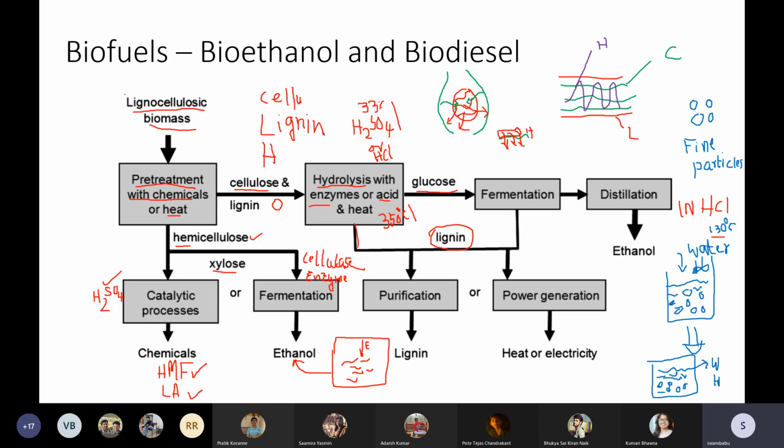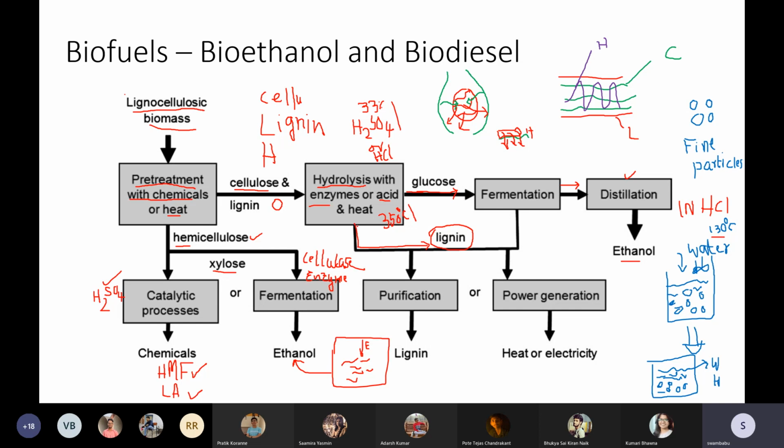So the lignin will come out, and the dissolved glucose will come out. With this glucose you can again do the fermentation. Fermentation will convert it to ethanol, and some other components will be there. To separate ethanol from those components, we have to do the distillation.